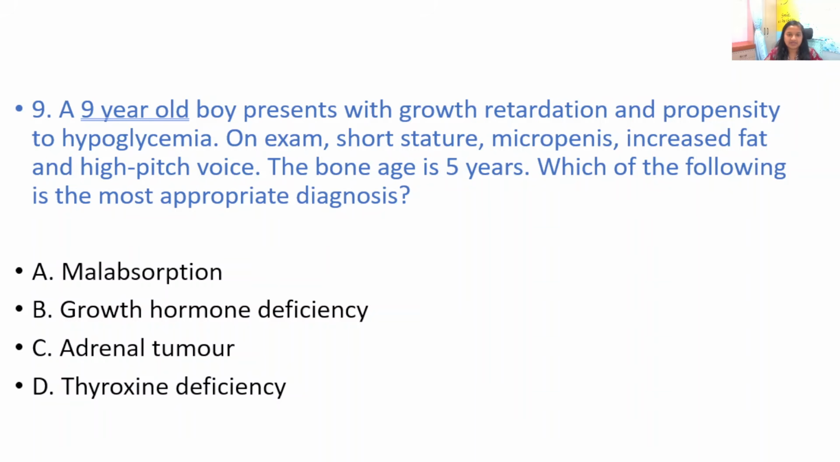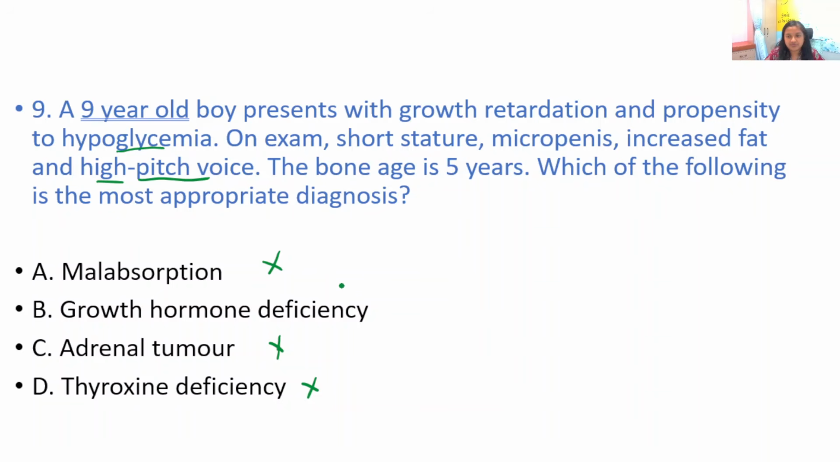Now here remember that this is a 9-year-old boy, there is growth retardation and hypoglycemia. There is high pitch voice. Now high pitch voice is against thyroid deficiency because here you will see hoarse voice. Alright. Again, hypoglycemia in adrenal tumor? No, there may be hyperglycemia as we commonly expect. Malabsorption alone has got nothing to do with micropenis and short stature directly. Okay, so again this option is out.